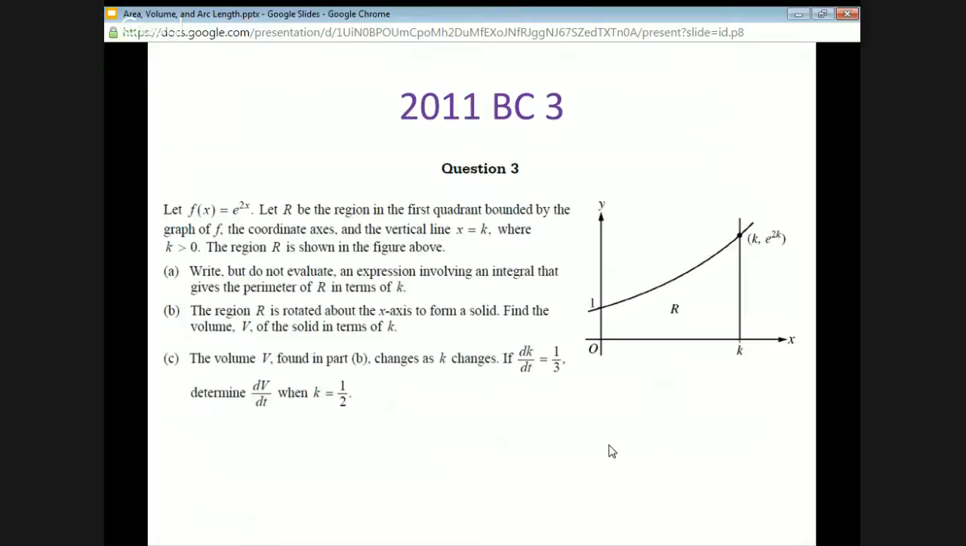In this question, we're given f of x is equal to e to the 2x, and R is the region bounded by the graph of f, the coordinate axes, and the vertical line x equals k, where k is positive. You're given a region R that on the handout is actually above, on this slide is actually to the right. In part A, we want to write an expression involving an integral that finds the perimeter. In part B, we want to find the volume in terms of k. And in part C, we need to find dV/dt given dk/dt and k is equal to 1/2. So I'm going to walk you through each part of this problem.